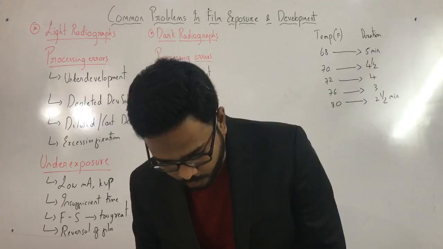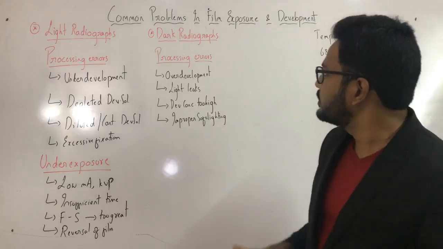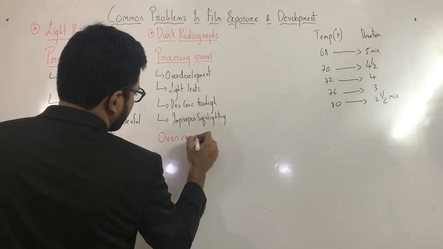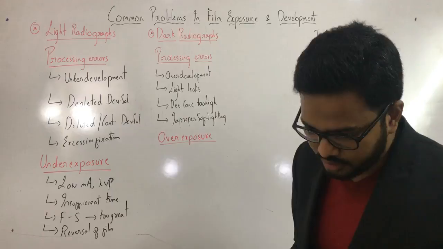Now, these are some of the processing errors why we see dark radiographs, right? And dark radiographs can also be because of overexposure. So list the factors pertaining to exposure which can lead to dark radiographs. This was for the developing solution.